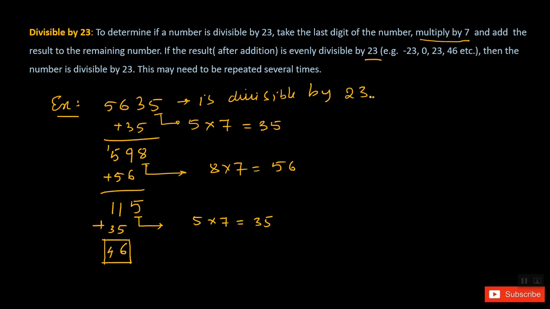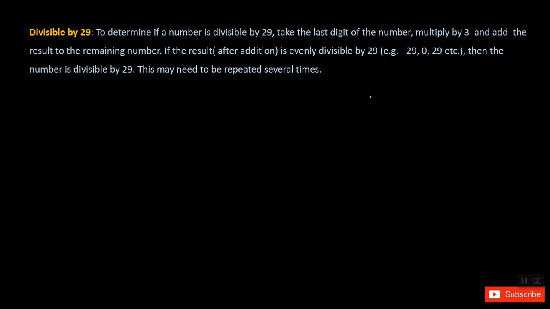Alright. So let's move to the last type of number for today's class. To check whether the number is divisible by 29 or not, I have to repeat the same again. Take the last digit of the number, multiply by 3 and add the result to the remaining number. If the result after addition is evenly divisible by 29, or if the result after addition is a multiple of 29, then that number is divisible by 29. If it is not a multiple of 29, then it won't be divisible, right?